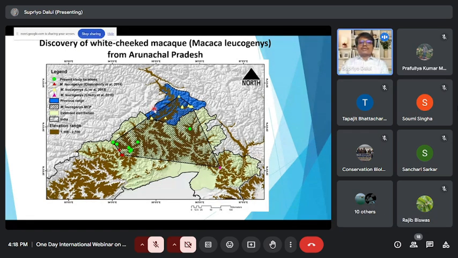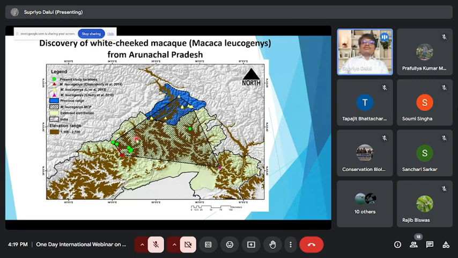So at first it was thought that white-cheeked macaque is found only in this particular region, but then we collected samples from here, Dibang, and from here, that is in central Arunachal Pradesh, and based on this we proposed this new extended range for the white-cheeked macaque.